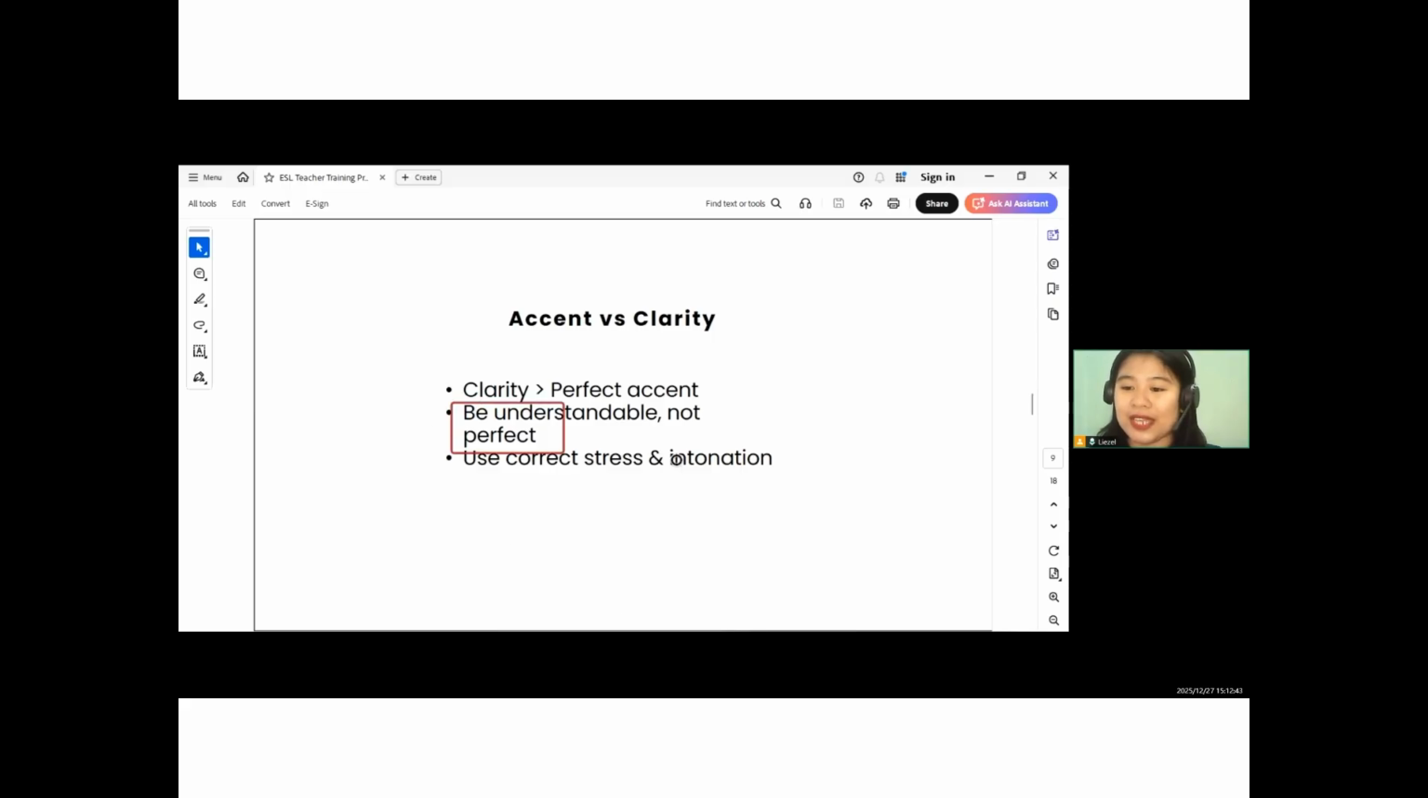Next one, be understandable, not perfect. We do not want a perfect teacher. All of us are not perfect. We make mistakes, but from those mistakes, we must learn from them. Okay, so you need to be understandable, which means that speak clearly, speak as clear as possible, pronounce the words as clearly as possible. Next one, you have to use correct stress and intonation because, like what I've said, your students are learning from you by listening.